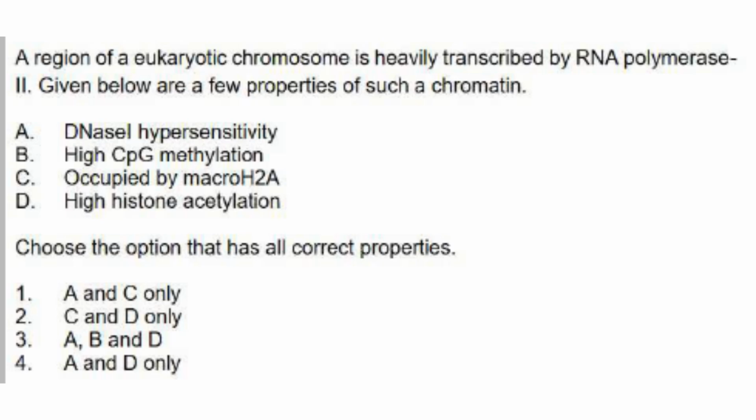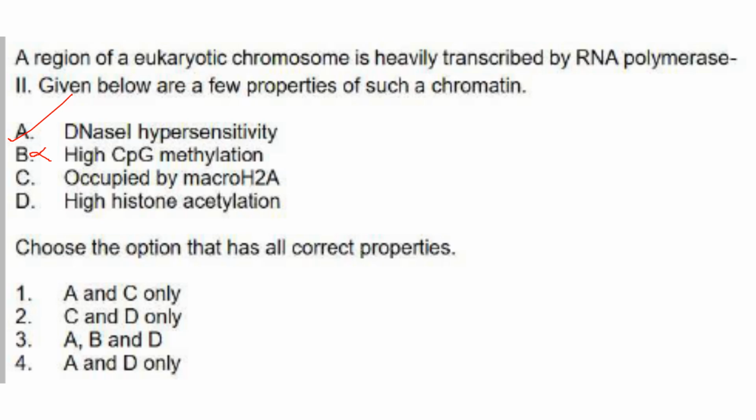So a region is heavily transcribed by RNA polymerase II. So this region will be transcribed by RNA polymerase. So A is correct. A, high CpG methylation. Now methylation of CpG in the gene or in the promoter region of the gene can silence the transcription. So B is not going to be correct. It is not a region highly transcribed by RNA polymerase.